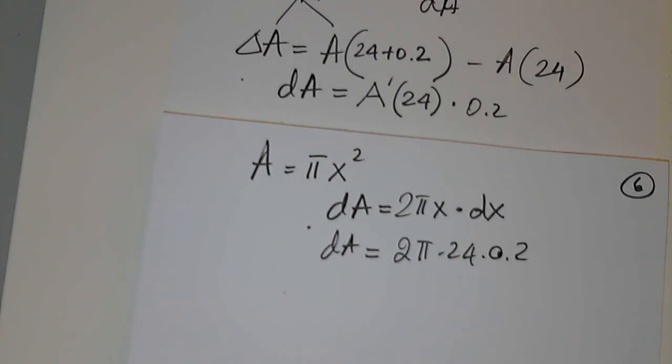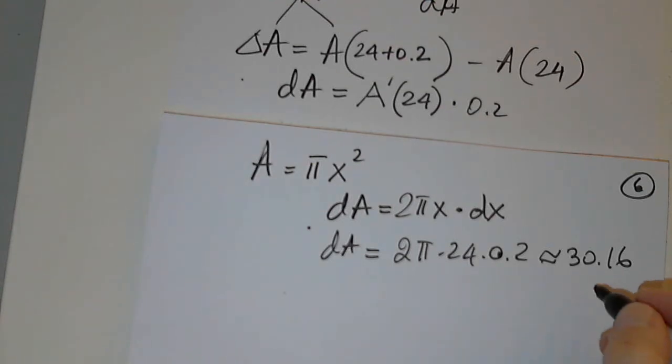That's it. So approximately 2 times pi times 24 times 0.2, and I got approximately 30.16. I'm waiting for the measurement unit. Centimeters squared. Excellent.